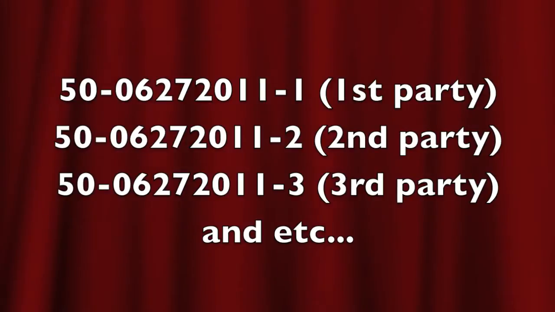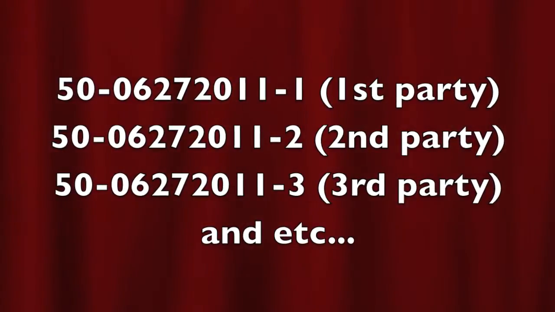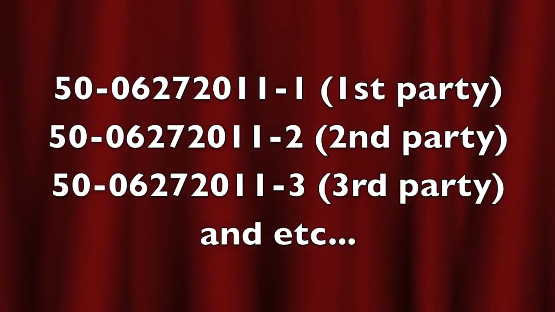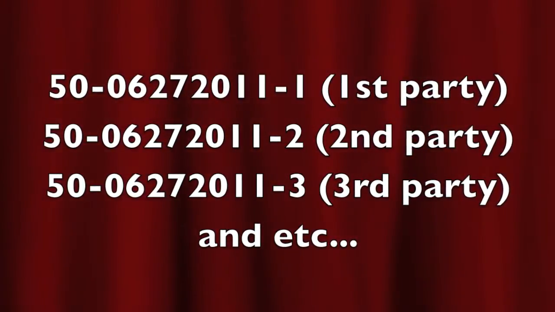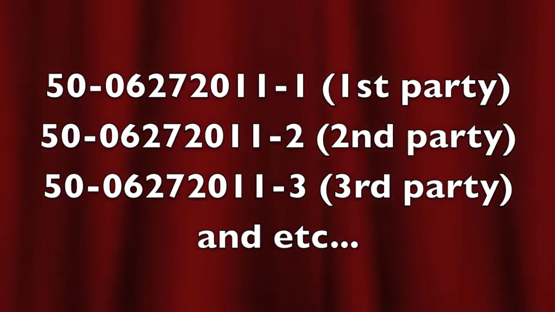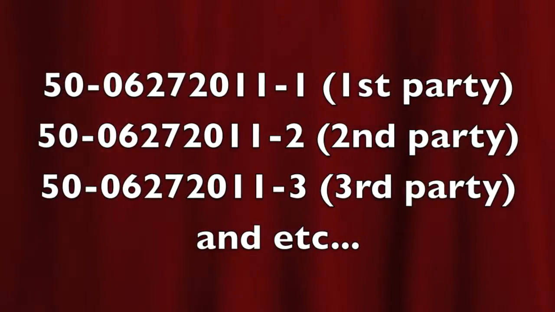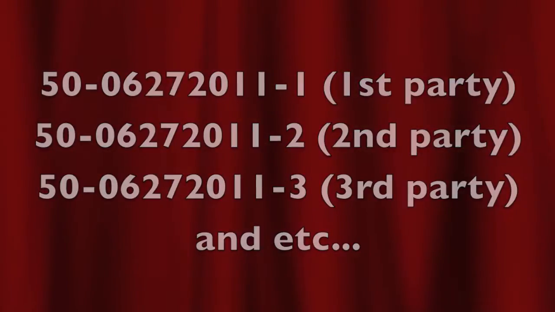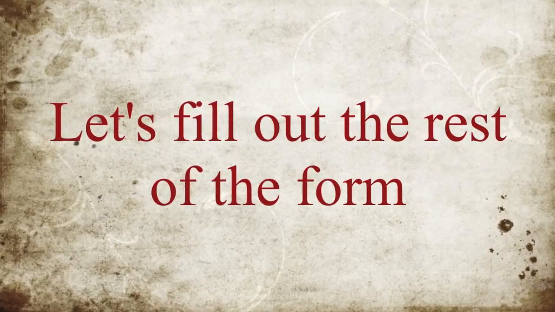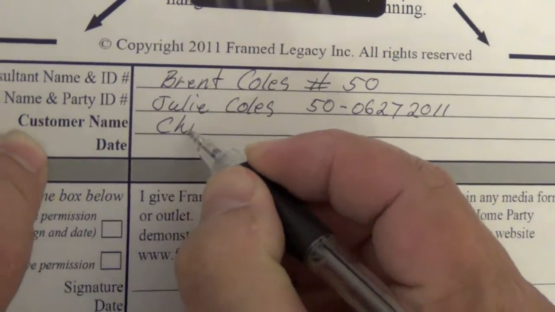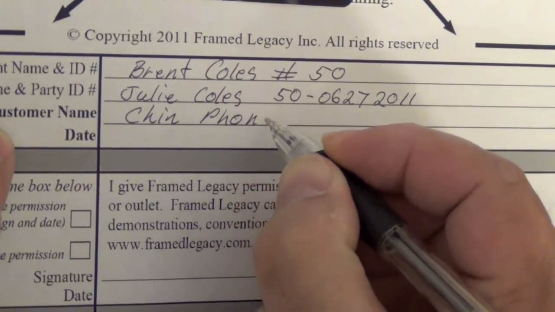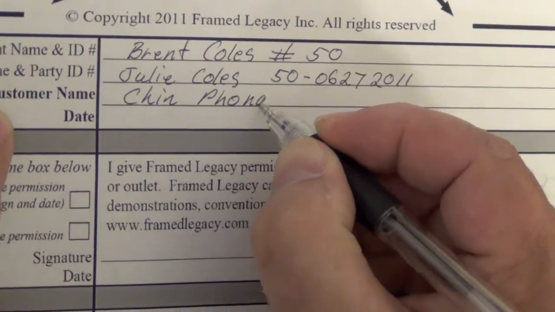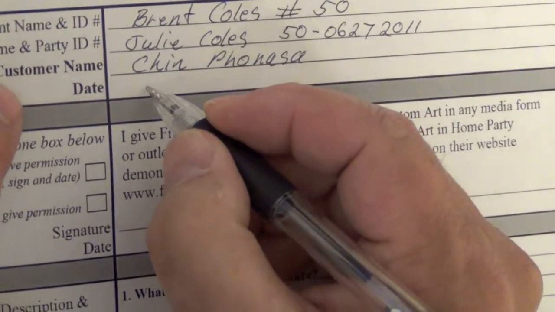The naming convention for the party ID number will remain the same, except we will add a -1, a -2, or a -3 depending on how many parties there are in a day that a consultant has, as seen in the example above. Once you've figured out your party ID number, go ahead and fill out the next line, which is the customer name. And don't forget to put the date in as well.